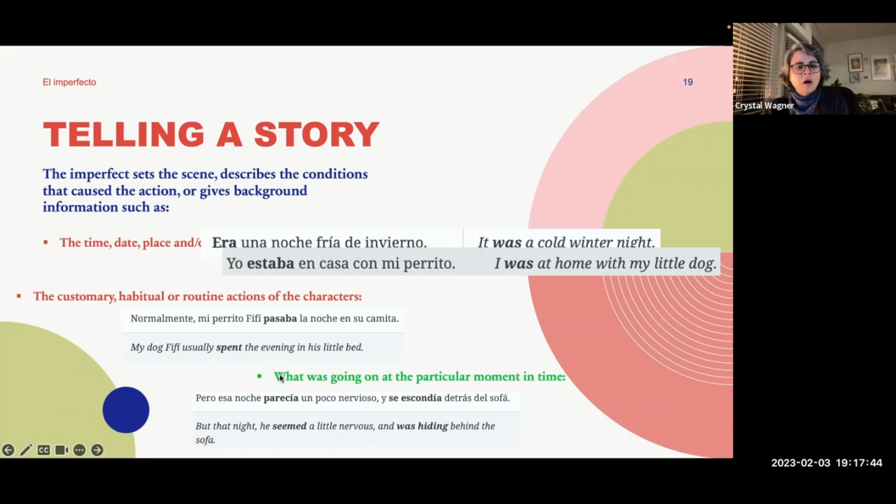Also, the imperfect will tell you what was going on in that particular moment, right? Pero esa noche parecía un poco nervioso y se escondía detrás del sofá. All of this is adding to the picture, right? Here is the translation for that. He seemed a little nervous, right?